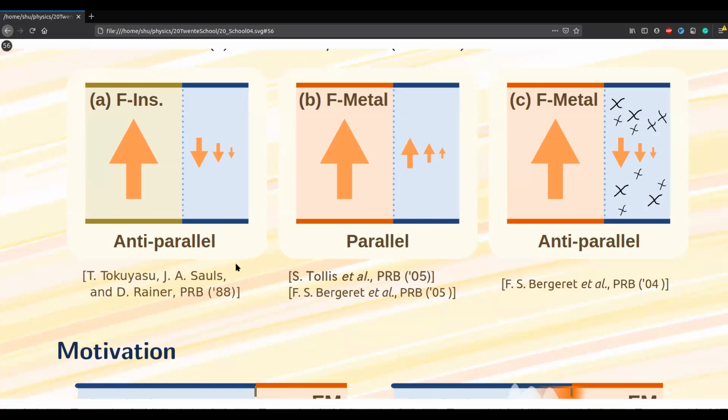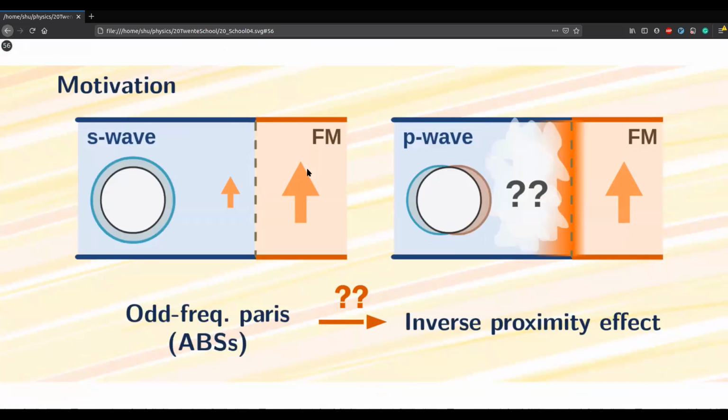The motivation of this work is rather simple. The usual proximity effect greatly depends on the pairing symmetry of the superconductors. So what about the inverse proximity effect? For example, in a P-wave superconductor, there is a bound state at the interface. So that may change the direction of the induced magnetization.